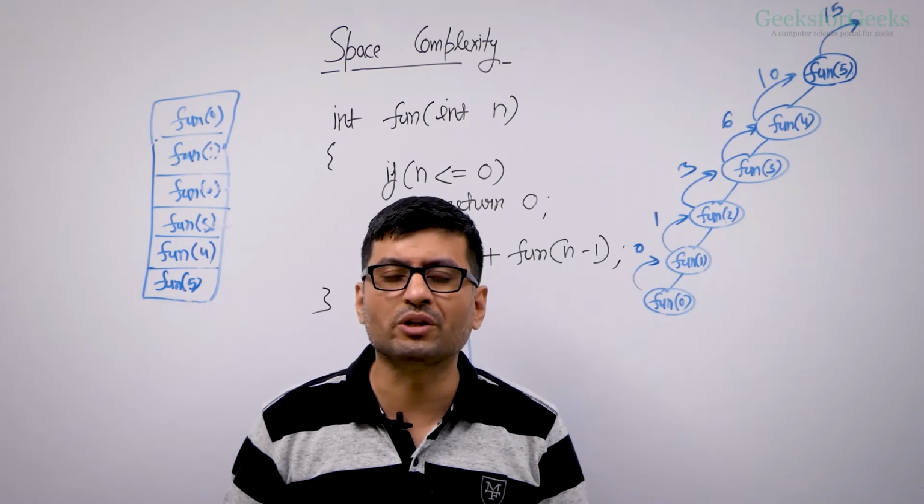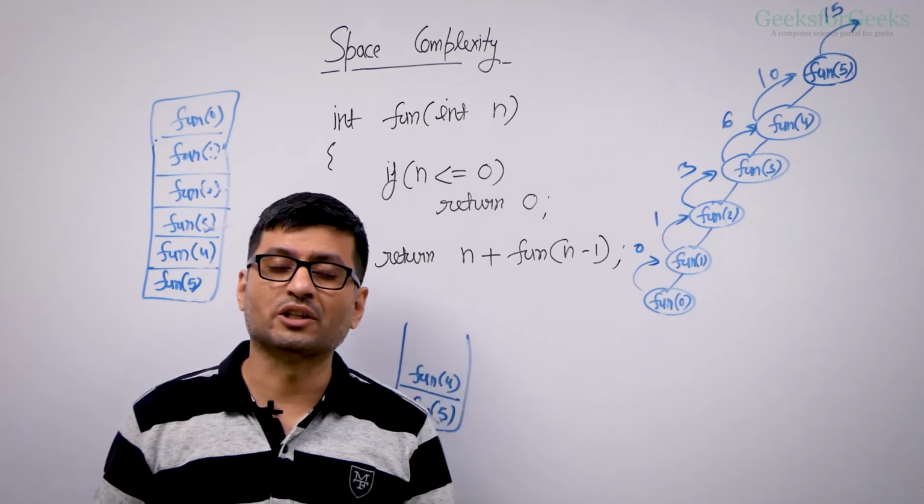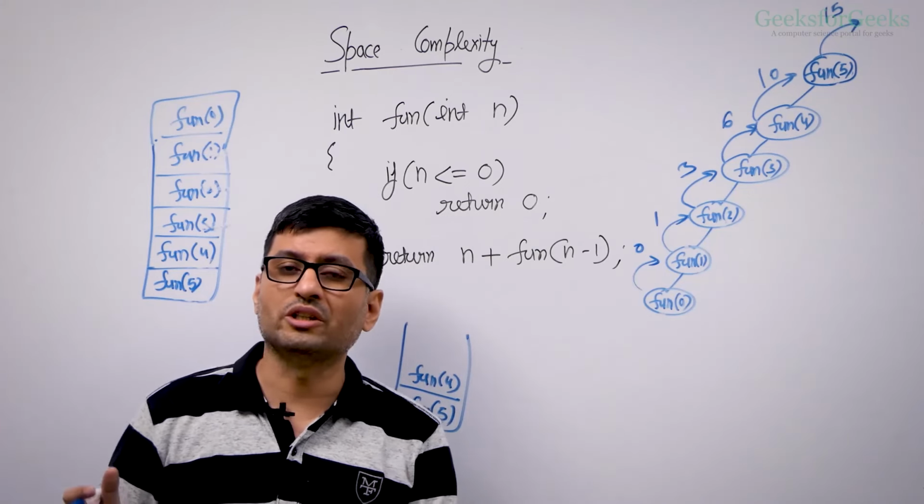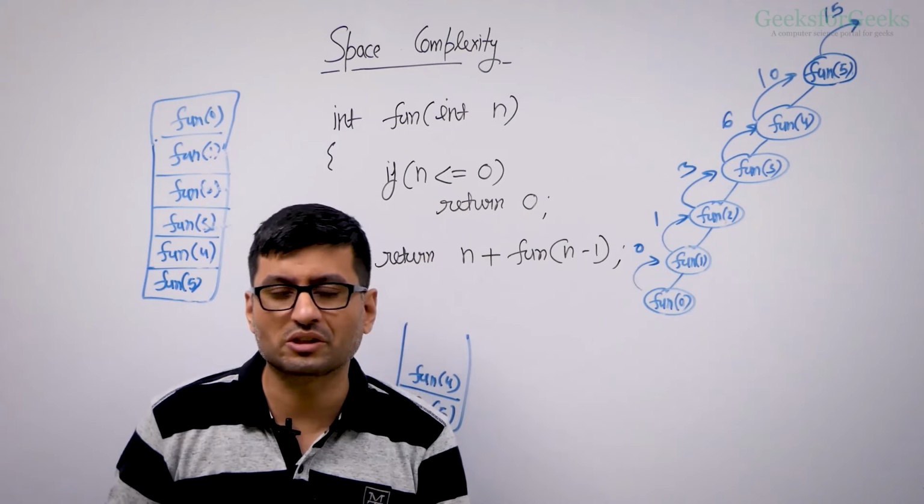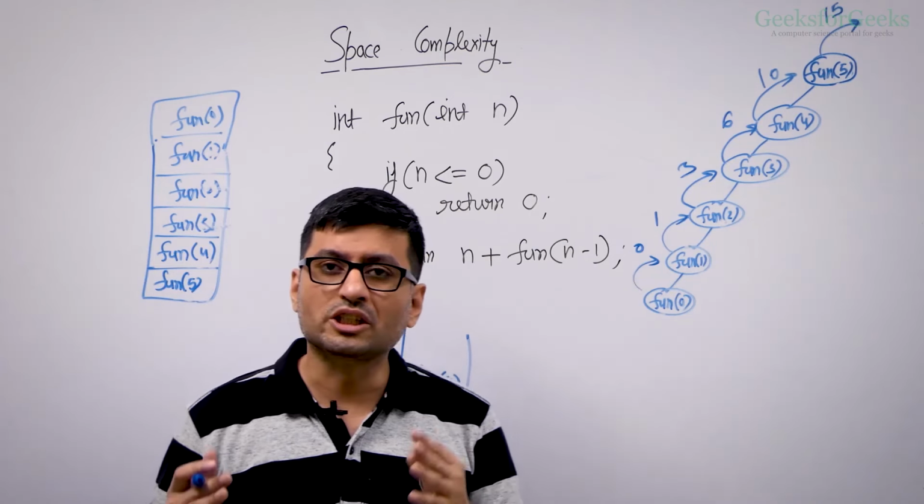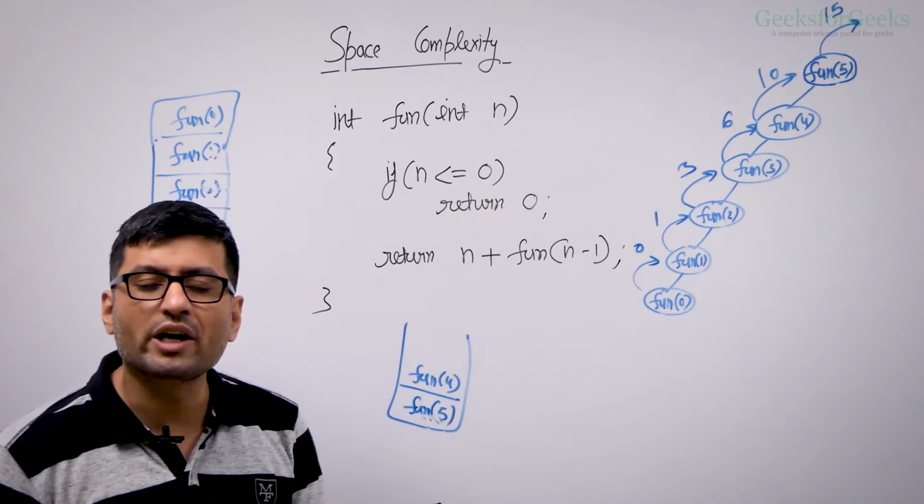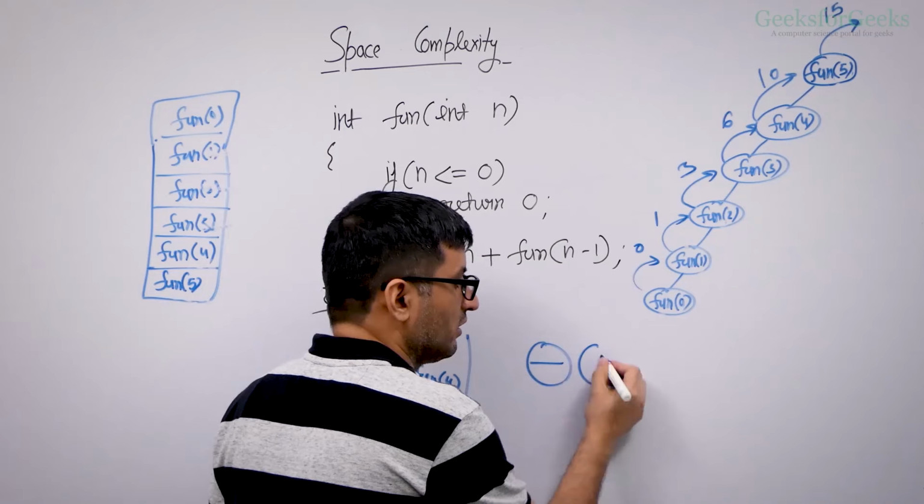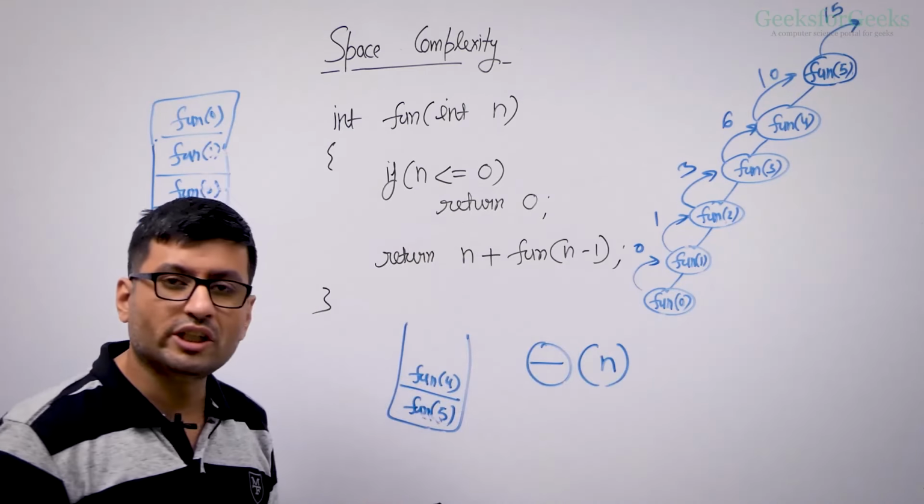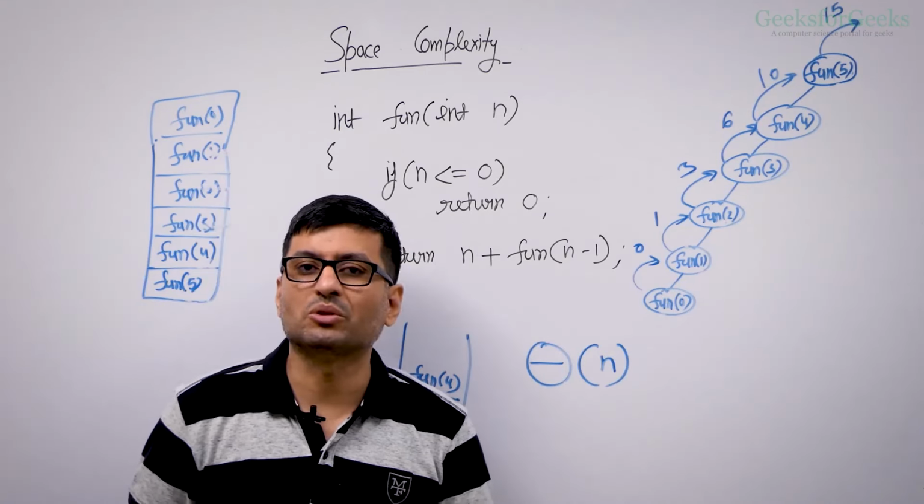There is a moment when you have n plus 1 function calls stored in the function call stack, right? N plus 1 function activation records stored in the function call stack. So the space complexity required for this program is theta n. N plus 1 can be written as theta n. And you can also say the auxiliary space for this program is also theta n.